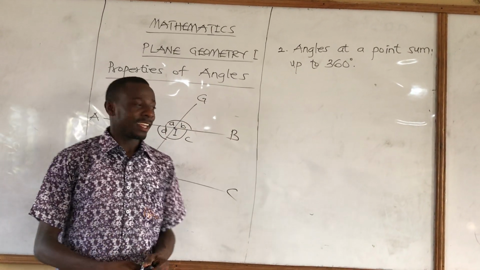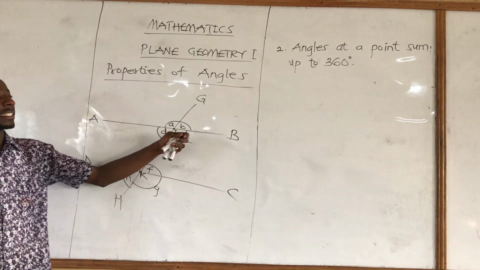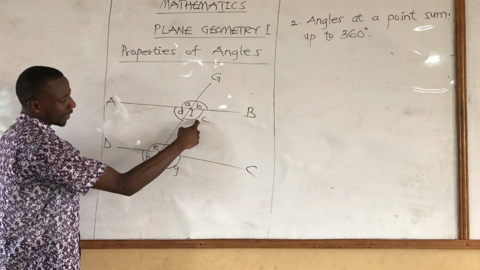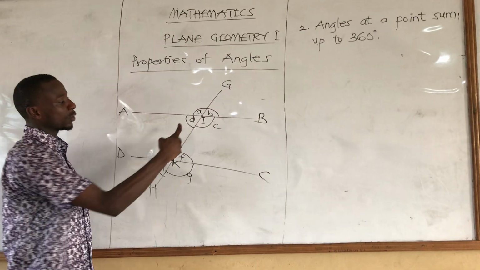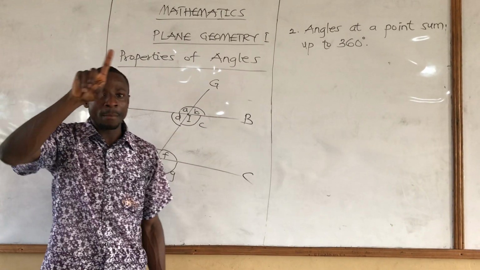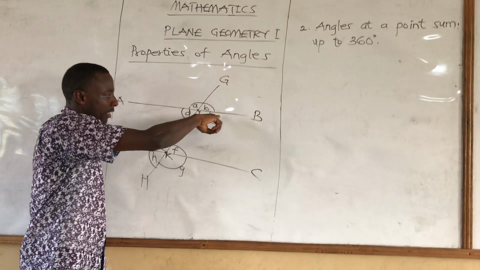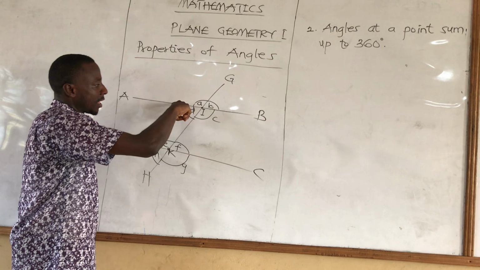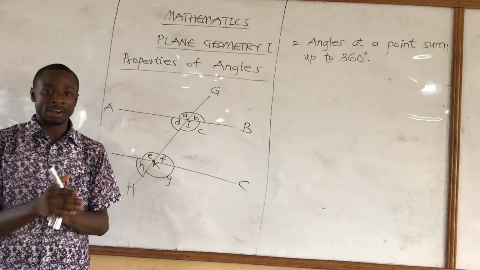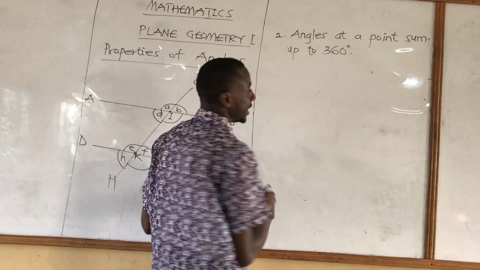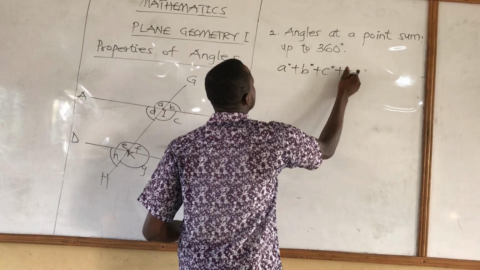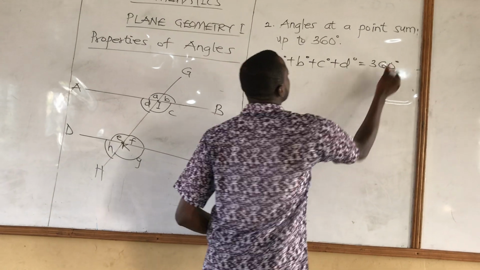The second property is angles at a point sum up to 360 degrees. So we are going to have angle A plus angle B plus angle C plus angle D. You realize that we started from this line, we went round and it came back again. It is forming something like a circle. So we are just adding everything together. A, B, C, and D go round like that. That is why when you put everything together, we are equating it to 360 degrees. So A plus B plus C plus D is equal to 360 degrees.